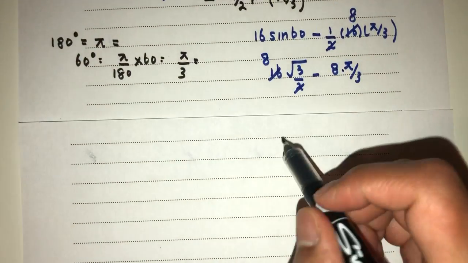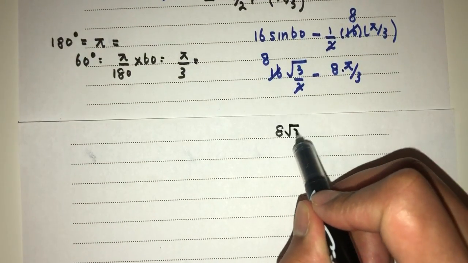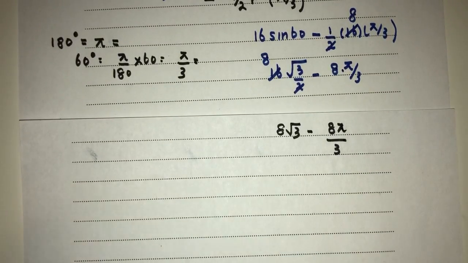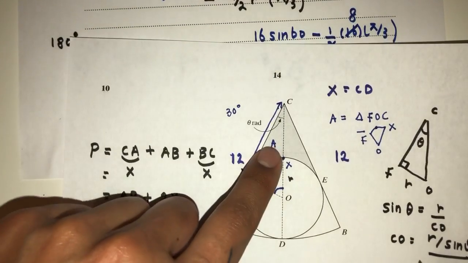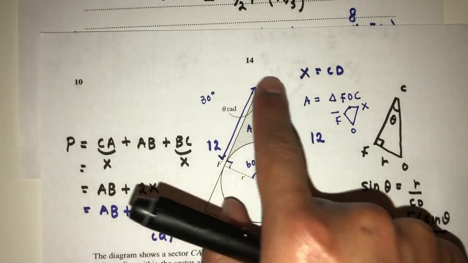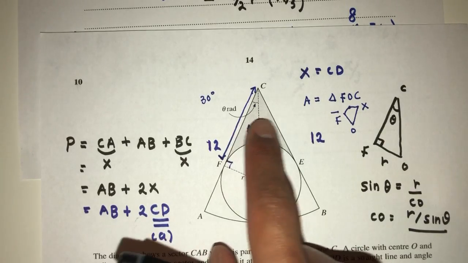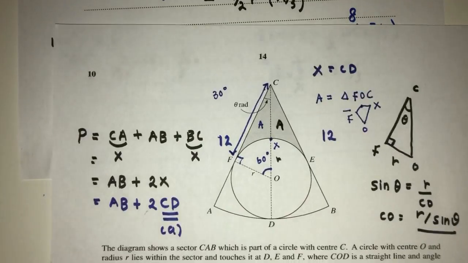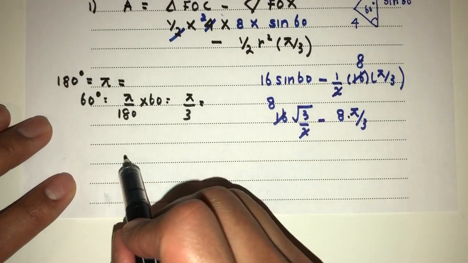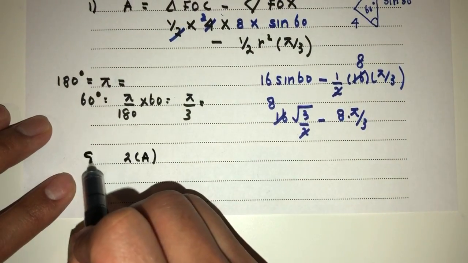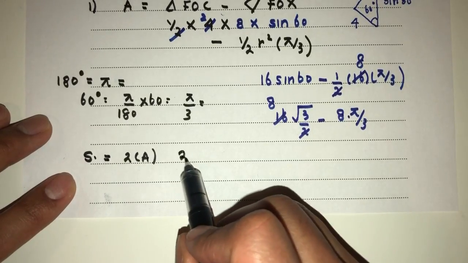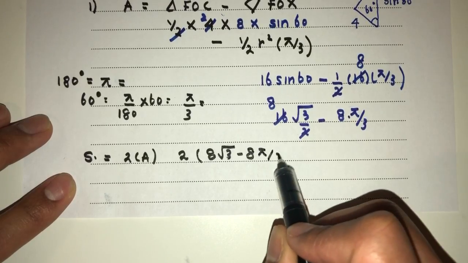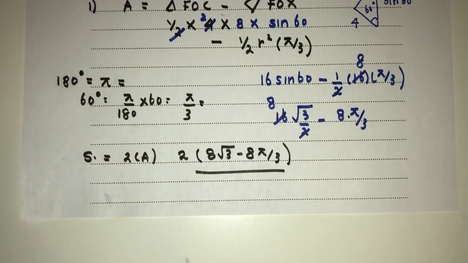So right now we know that this area is 8 root 3 minus 8 pi over 3. That is the area of only A. Of course, to find this whole area, we have to multiply by 2 because they are the same. So this is A, this will also be A, and the shaded area is 2 times A for the area that we need to find. That will be 2 times 8 root 3 minus 8 pi over 3. This should be your answer for this question.